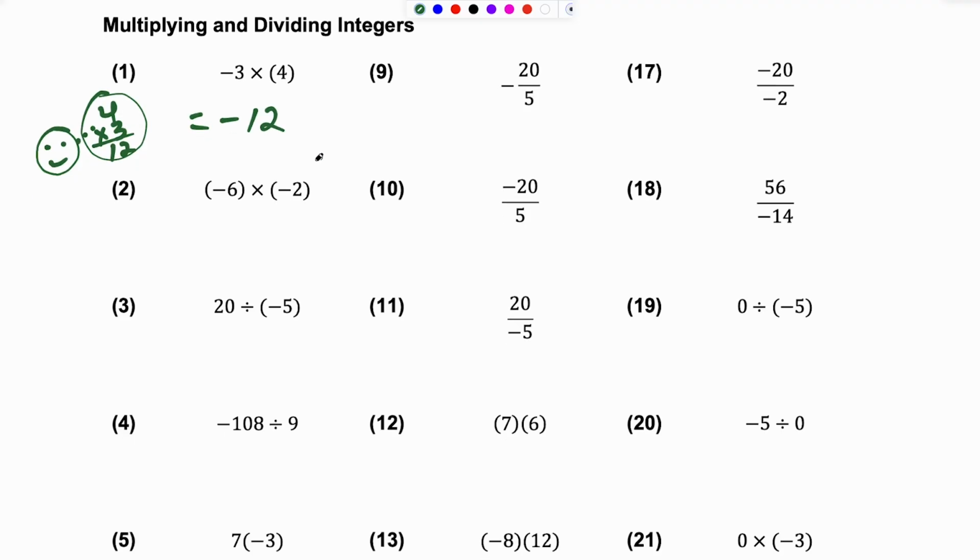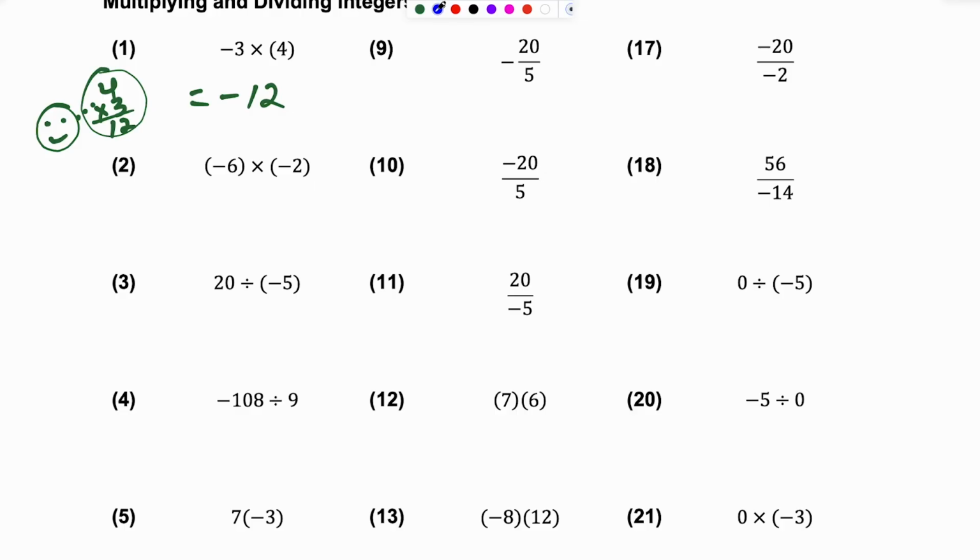Now moving on to question 2, we have -6 times -2. Anytime you multiply two negatives, you're going to get a positive. The same thing is true when you divide two negatives: the quotient of two negatives is also positive. Here, 6 times 2 is 12, so when I do -6 times -2, I'm also going to get positive 12.